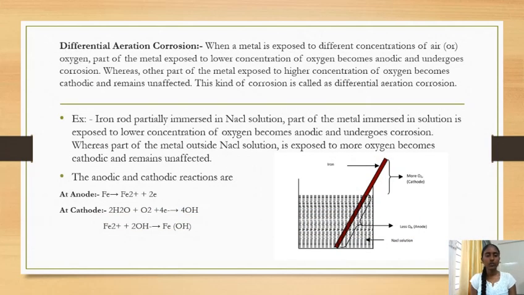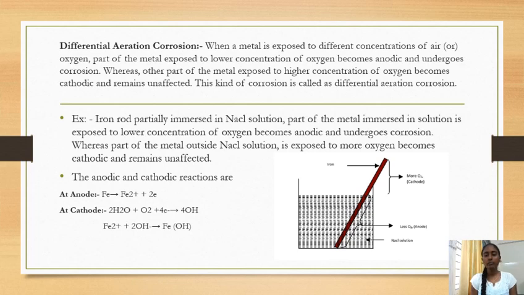Now let's discuss differential aeration corrosion, which means when a metal is exposed to different concentrations of air or oxygen, the part of the metal exposed to the lower concentration of oxygen becomes anodic and undergoes corrosion, whereas the other part exposed to the higher concentration of oxygen becomes cathodic and remains unaffected. This kind of corrosion is called differential aeration corrosion. For example, we can take an iron rod partially immersed in NaCl solution.